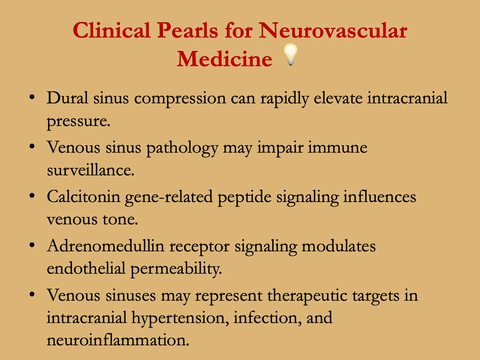Clinical pearls: dural sinus compression can rapidly elevate intracranial pressure. Venous sinus pathology may impair immune surveillance. Calcitonin gene-related peptide, CGRP, signaling influences venous tone. Adrenomedullin receptor signaling modulates endothelial permeability. Venous sinuses may represent therapeutic targets in intracranial hypertension, infection, and neuroinflammation.